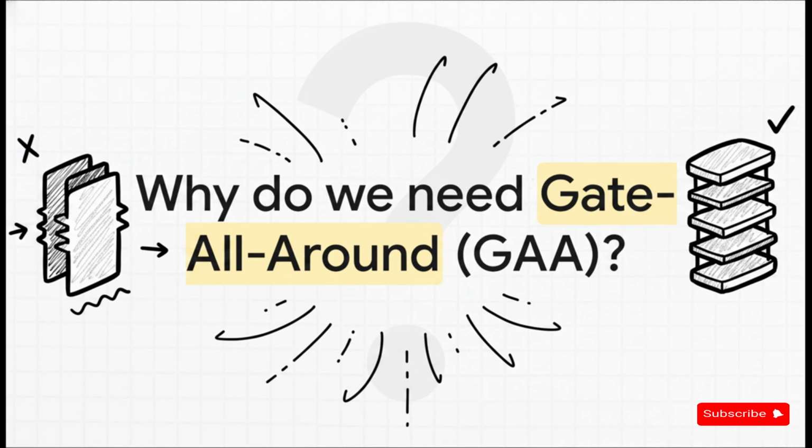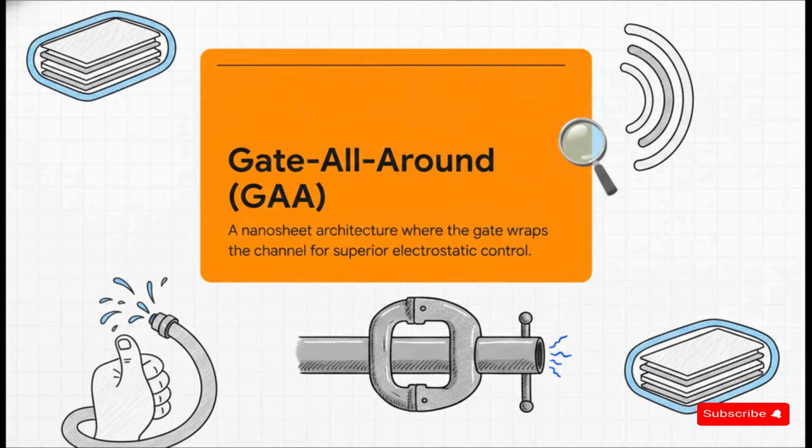But here's the thing. As we push down into the sub-3 nanometer nodes, even FinFET is running out of steam, which raises a really critical question for the industry. Why do we desperately need a new architecture called Gate-All-Around, or GAA? Well, the answer lies right here in Gate-All-Around. And honestly, it is exactly what it sounds like. It's a nanosheet architecture where the gate material actually wraps completely around the silicon channel on all four sides. Think back to that leaky water valve analogy we used earlier.